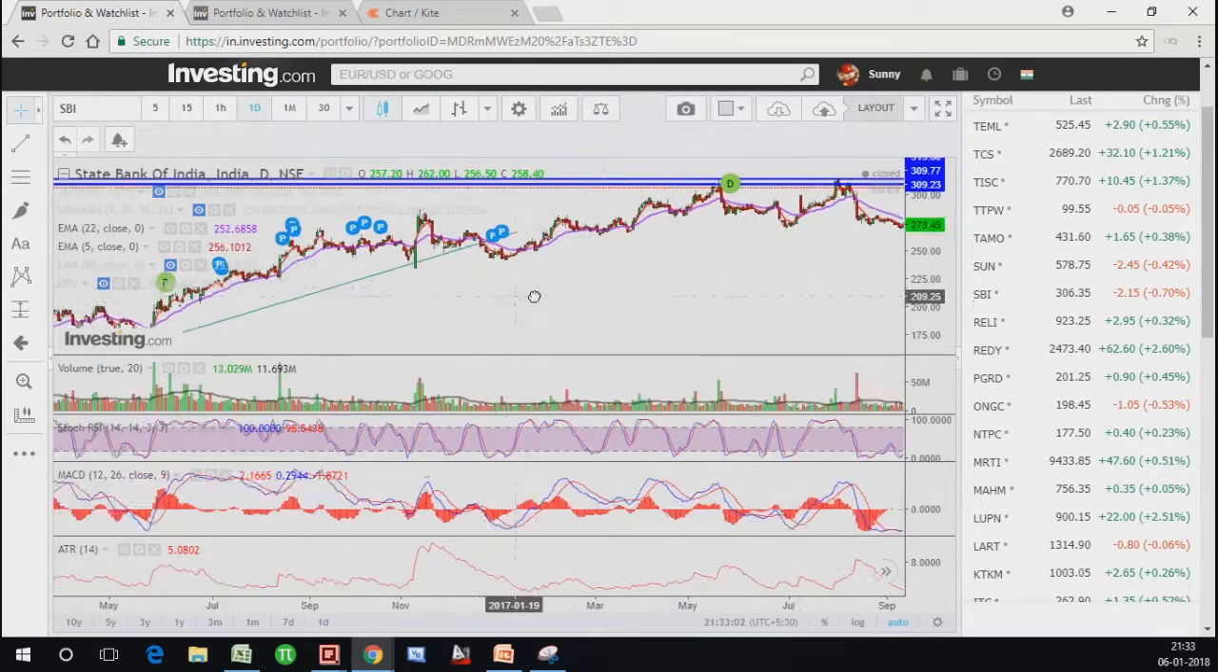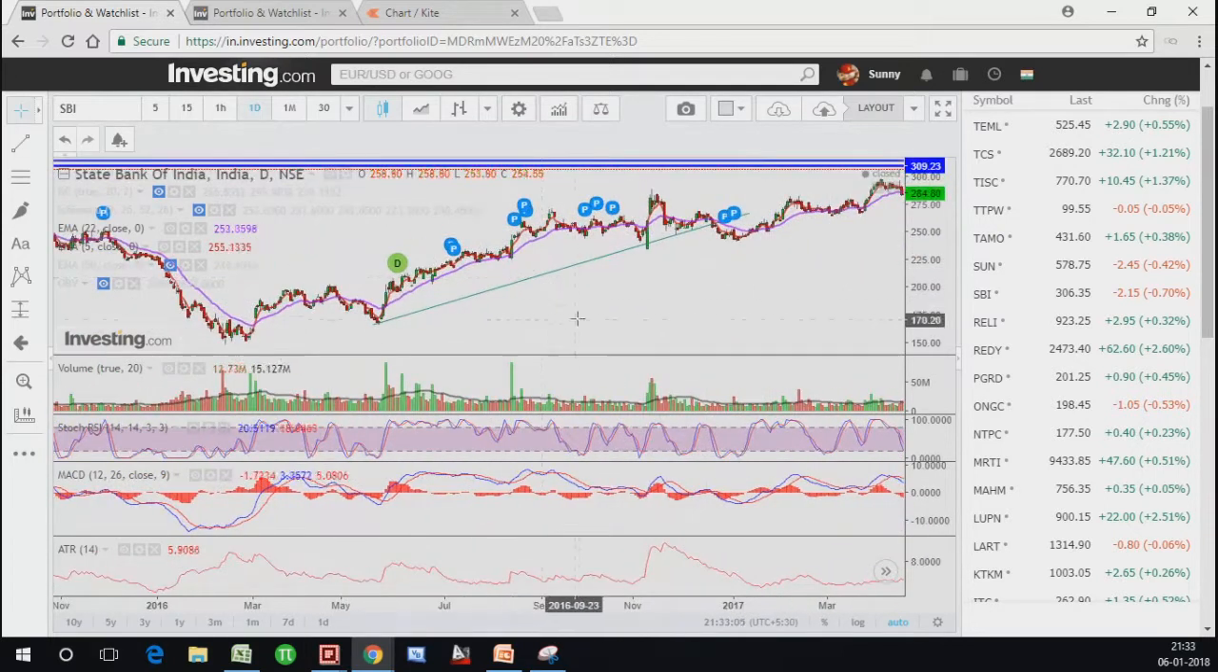All right, so trend lines are nothing but support and resistance, inclined. So this is how you do it.